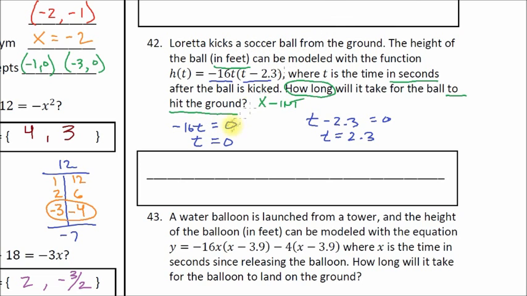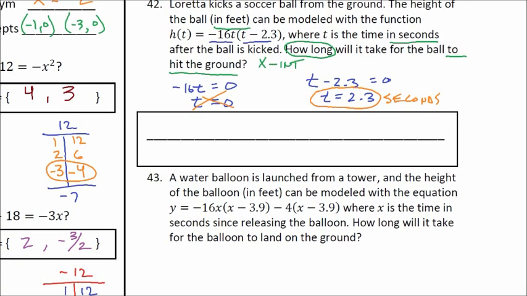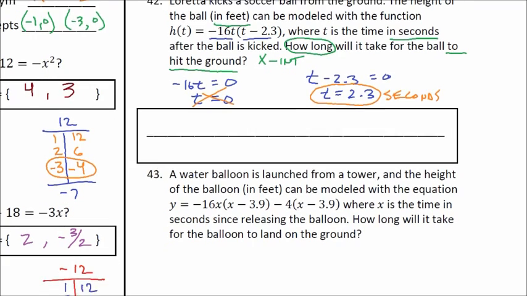They're not asking us how long does it take for it to start on the ground. That's actually at time 0. We want to know how long it takes for it to hit the ground again. That's going to be time equals 2.3, and again, our time is in seconds. So your answer could be something like this: it will take the ball 2.3 seconds to hit the ground.